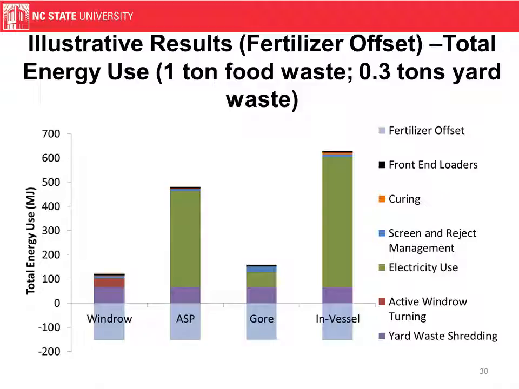So again, we're doing the same thing here, except instead of looking at global warming potential, we're looking at total energy use, which refers to fossil energy usage. And in each case here, you can see that the offset, or that portion below zero, is fertilizer. There's a certain amount of fossil energy that we're saying we no longer need to put into fertilizer production. So that counts as an offset, and there's pretty significant electricity use for these heavily aerated options. So you can see quite a difference between the technologies here.